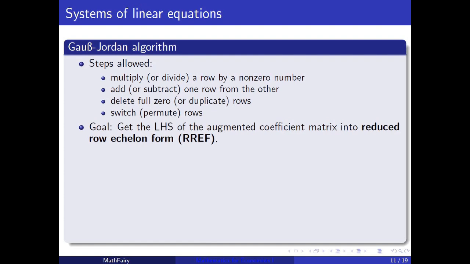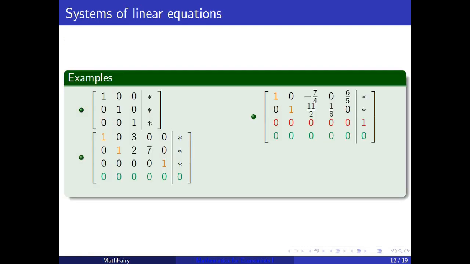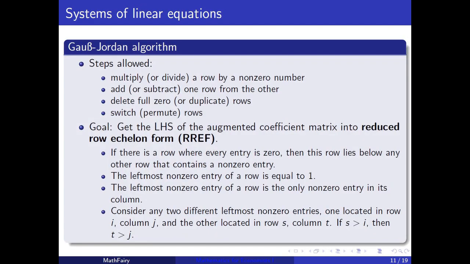And the goal is to get the left-hand side of the augmented coefficient matrix into what we call a reduced row echelon form. Let's take a look at some of these coefficient matrices in reduced row echelon form. So this is formalized here. If there is a row where every entry is 0, then this row lies below any other row that contains a non-zero entry. The leftmost non-zero entry of a row is equal to 1. The leftmost non-zero entry of a row is the only non-zero entry in its column. And if we have two non-zero entries, they are located in this stepwise situation.